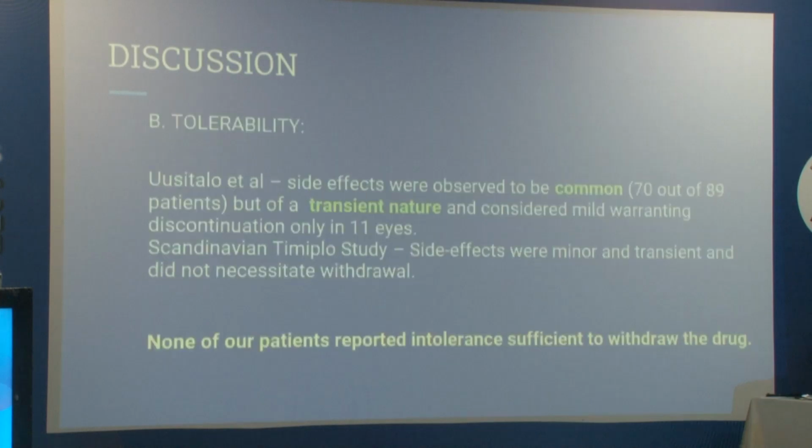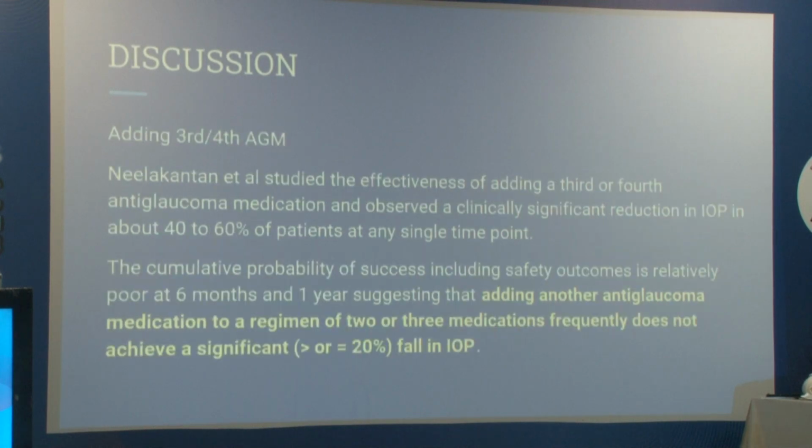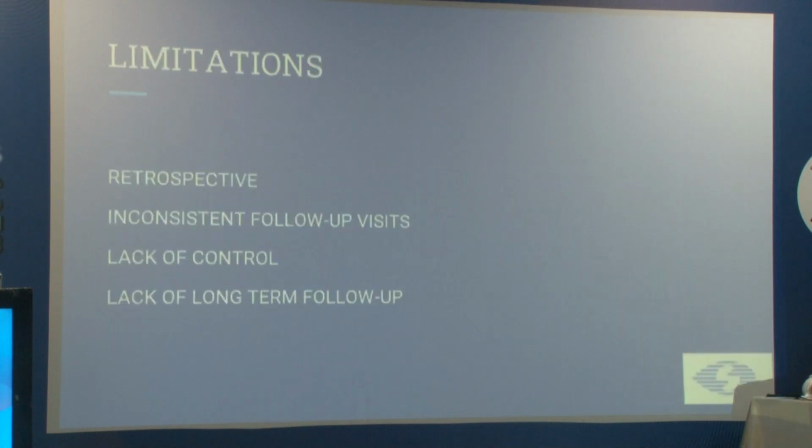So we did not have any patient that stopped the use of pilocarpine for any tolerability issue. And adding the 3rd or the 4th medication, it was similar to Neil Cunton, who saw that there was about 40 to 60% of patients show a drop in IOP. But does this really continue in the long term? That has to be seen.